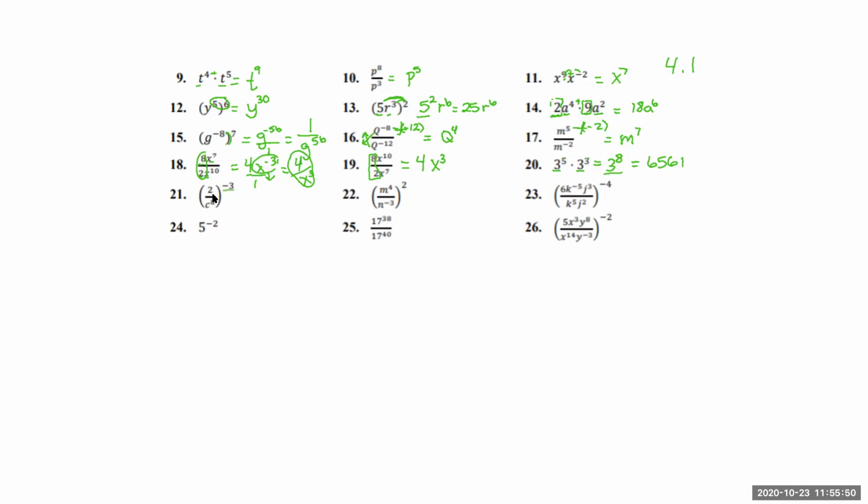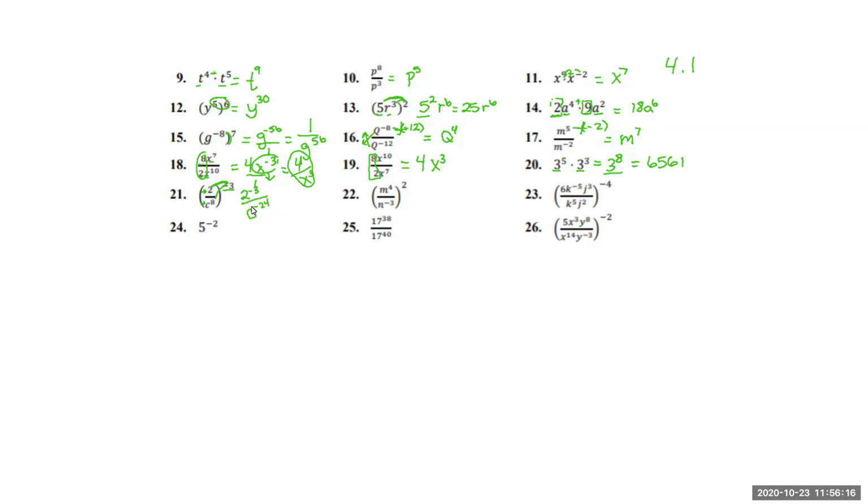So this one, we have a couple terms that we need to distribute that exponent to. So make sure that we distribute it to the 2 and to the c to the 8th. So we have 2 to the negative 3rd on top. And then on the bottom, we have c, and then 8 times negative 3 is going to be negative 24. So we have c to the negative 24th.